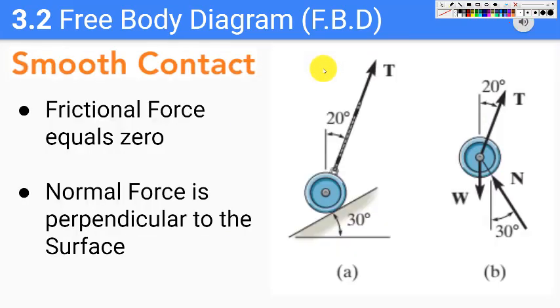Another assumption is that of a smooth contact. A smooth contact is a contact which is frictionless. So anytime we say a smooth contact, we mean that there is no friction, but there is a normal force. For example, we have this mass placed on this tilted surface. Because of this mass, there would be a normal force perpendicular to this surface, but there would be no frictional force. So if we are looking at this diagram, we can draw the free body diagram which would look something like this.